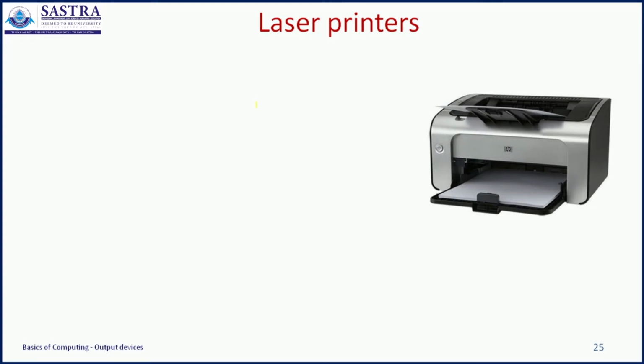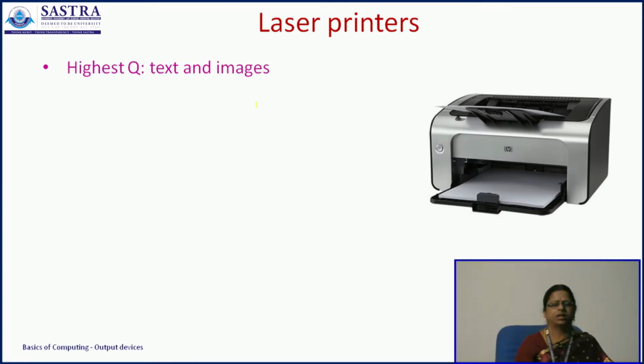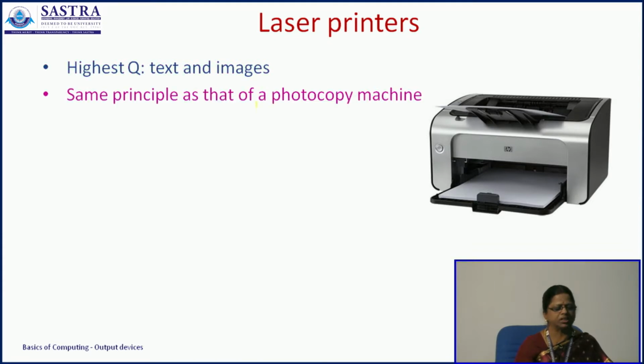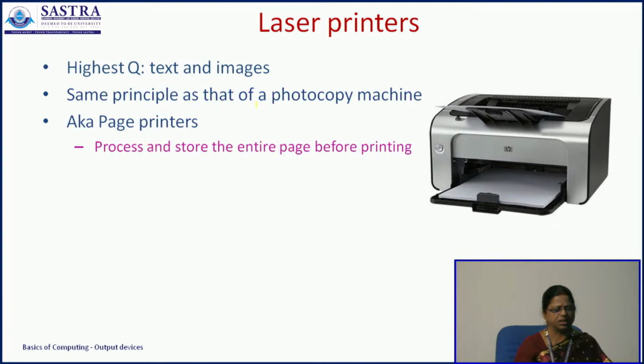Next set of printers are laser printers. Laser printers produce high quality text as well as images. The principle is the same as that of a photocopy machine. It is also called a page printer because it can process and store the entire page before printing.